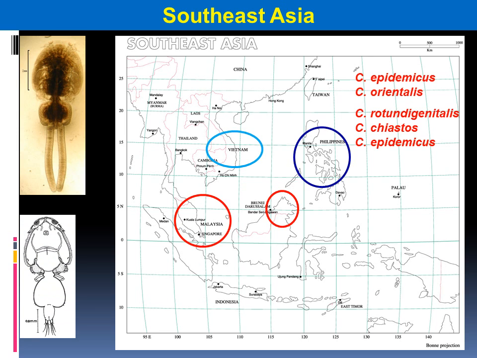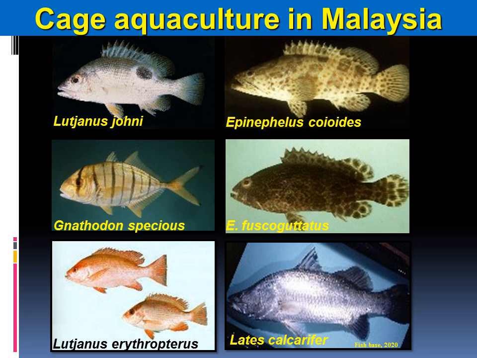You can see here that Southeast Asian countries like Vietnam, Philippines and Malaysia are all showing infestation of Caligus, which was studied only recently. Until 2000, there was no study on sea lice from these countries. The main sea lice are Caligus epidermicus, orientalis, rotundigenitalis and chiastos. You can see here the fishes cultured in cage aquaculture, mostly groupers and snappers.